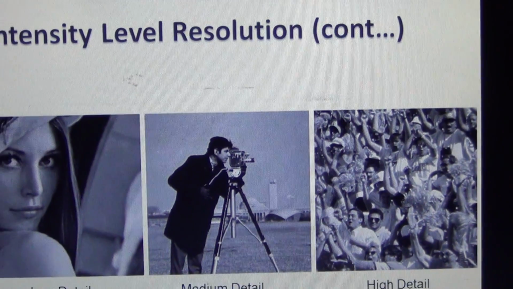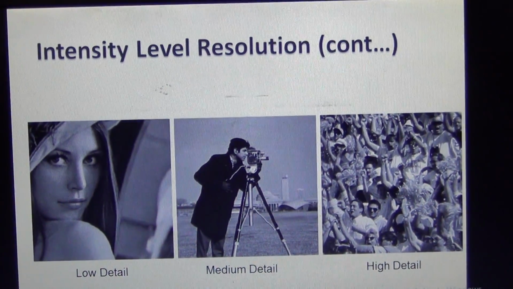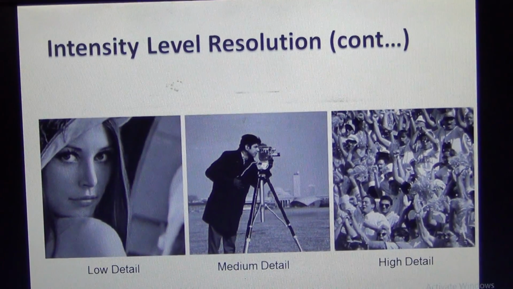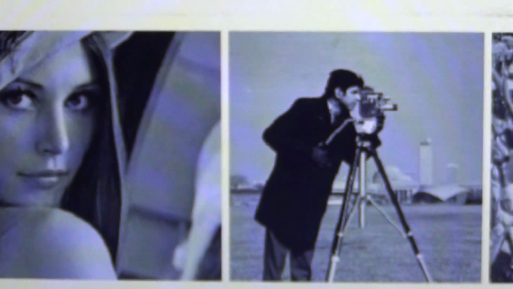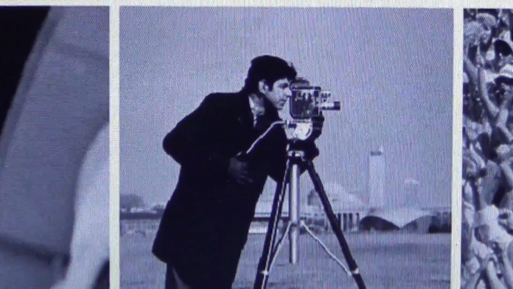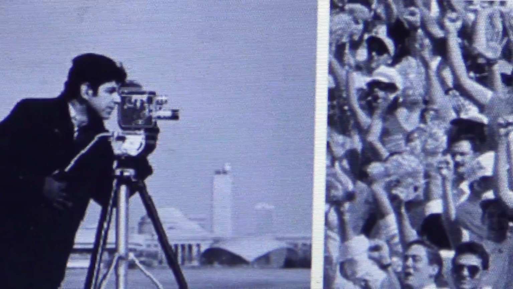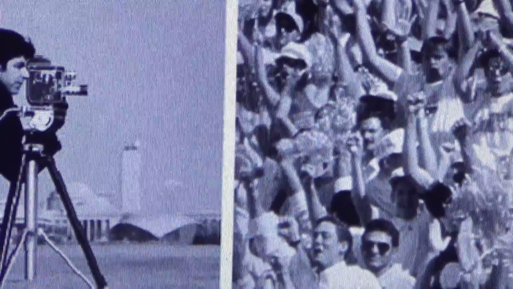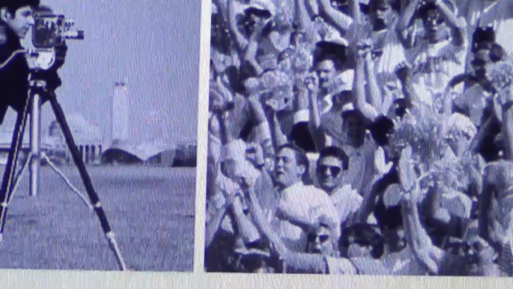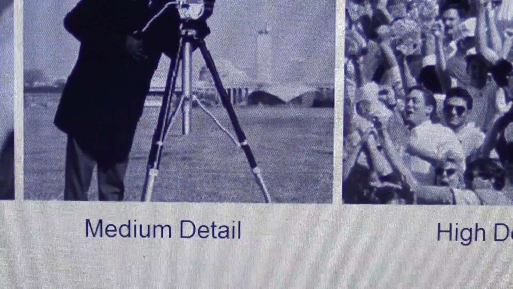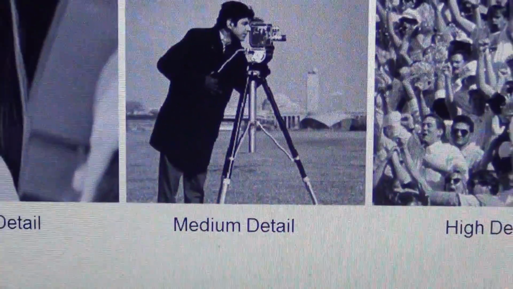Next is intensity level resolution. We can see lower level details in this girl image, medium detail in this cameraman image, and a very high level of detail in the crowd. So we need a lower number of bits in the girl image, a medium number of bits in the cameraman, and a very high number of bits is required in the crowd image.